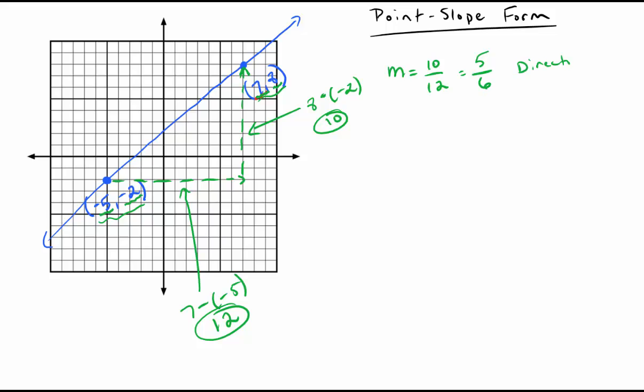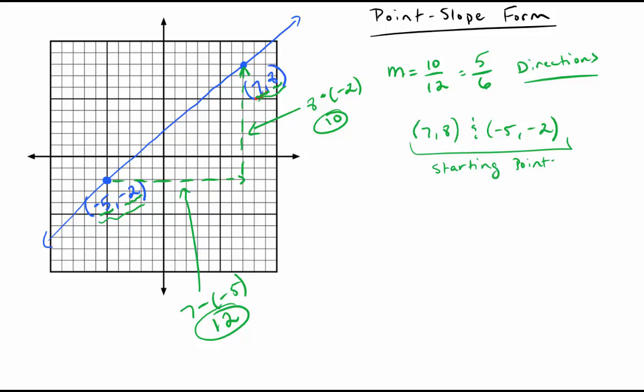So now we know our directions, but the other thing that we need to describe a line is a starting point. So we kind of know its location as well. But we already have 2 starting points. We have both (7, 8) and (-5, -2). So let's be clear. We could use either one of these points because the whole idea of slope is that it gives us directions from any point on the line to another point on the line. So in this case, we'll go ahead and just use (-5, -2).